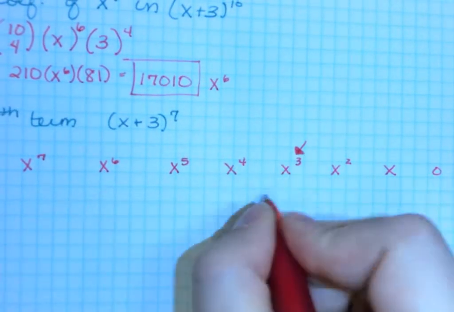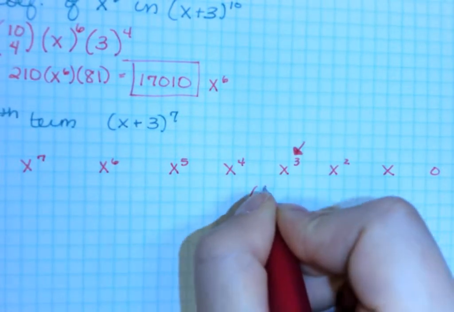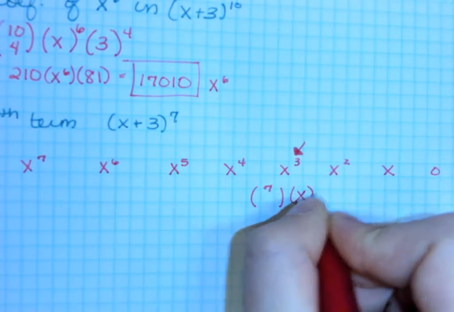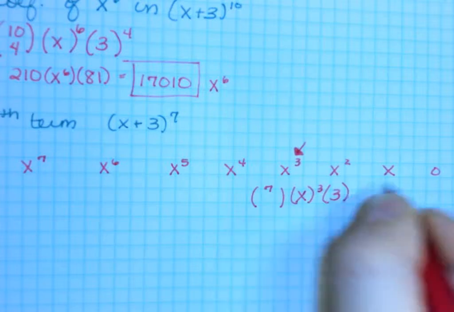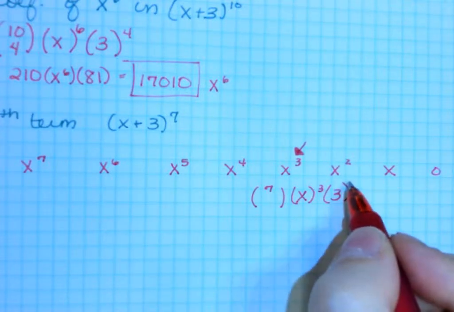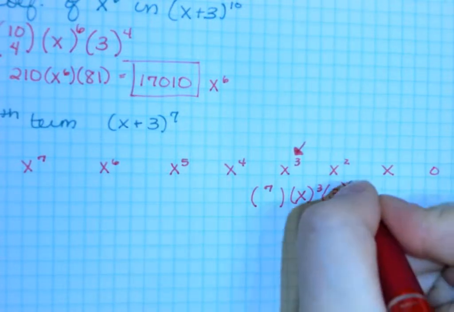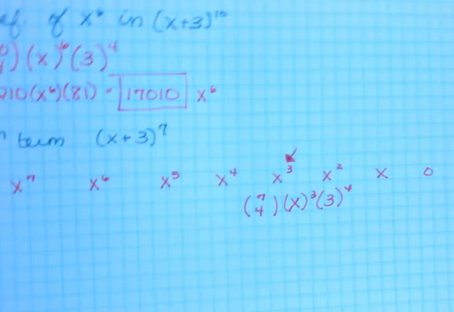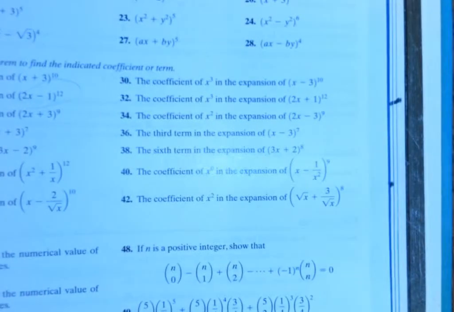And so for that one, it's going to be 7 choose something where I will have x to the 3rd and 3 to a power. So if that's 3, what's this going to be? 4, and that means 4 goes down here as well. Because you don't want to sit there and expand all of that. That would be horrible.